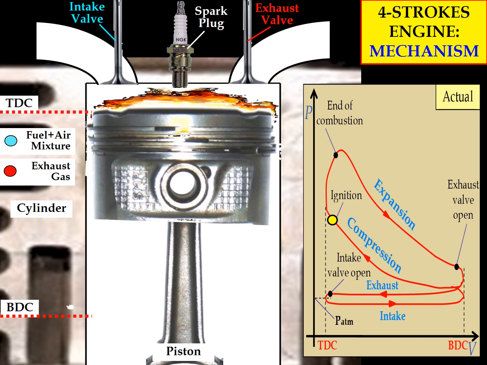So the process will keep repeating for the whole engine operation. The process will continue in the cycle. Okay, that's how we explain the four-stroke engine mechanism. So now I hope you can differentiate or identify the difference between the four-stroke engine and the two-stroke engine in terms of mechanism.